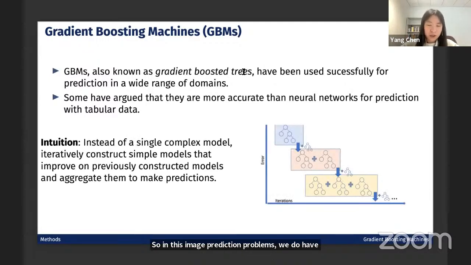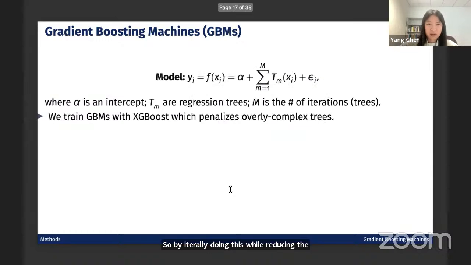The intuition of the gradient boosting machine, or in general, the idea of boosting, which is one of the most interesting ideas in statistics in the past decade or two, is that instead of having a single complex model, we want to iteratively construct simple models that can improve on the previously constructed models and aggregate them to make decisions. So we could have a simple model, maybe a decision tree, or maybe a simple linear regression. And then we take the residual of that model and train another model that fits the residual. By iteratively doing this, we're reducing the error of our predictions.